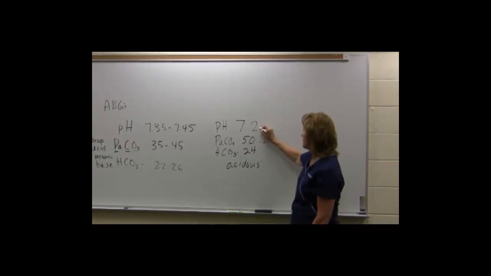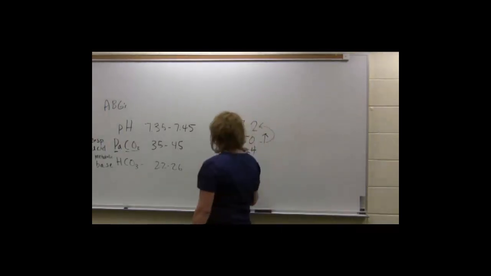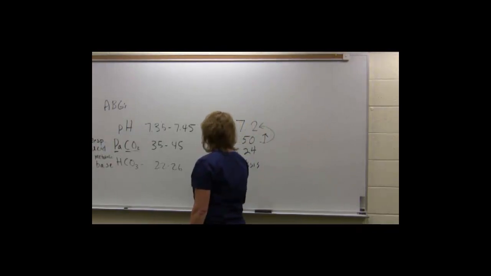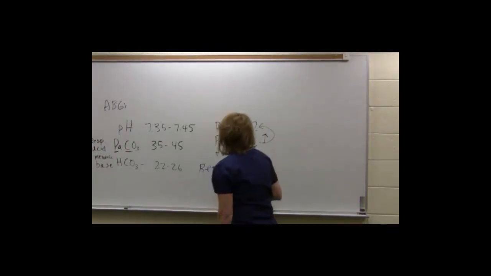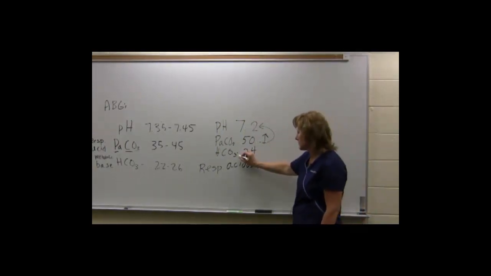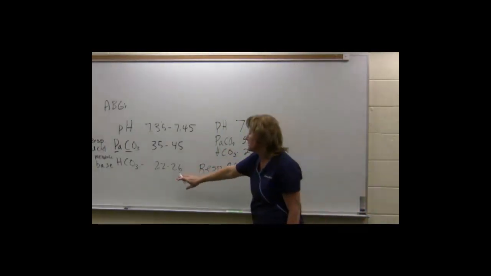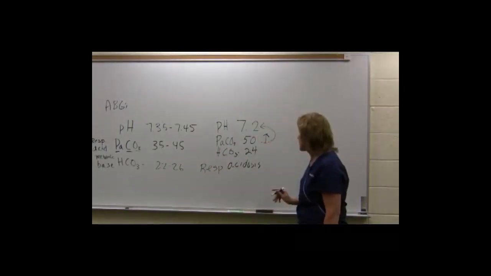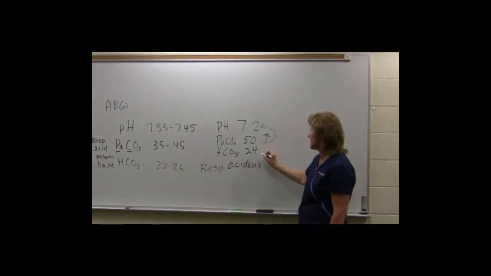This matches my pH. So I'm going to write down in front of acidosis respiratory. So my patient's in respiratory acidosis. Then I'm going to look at my bicarb level. I look over here, I see it's right in the middle of the normal range. My patient has a 24.